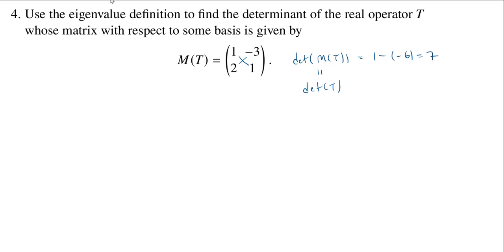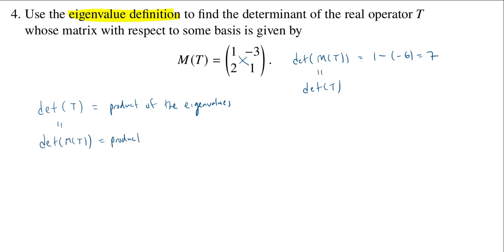But we are told explicitly, use the eigenvalue definition. So it's important for us to know what that is going to be. The determinant of T is equal to the product of the eigenvalues. And of course, the determinant of T is equal to the determinant of M of T, which will also be equal to the product of its eigenvalues. All right, no change there, because the eigenvalues for T and for M of T are the same. Okay, so we need to find the eigenvalues for M of T.